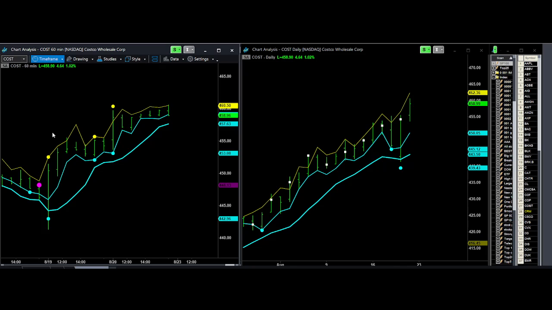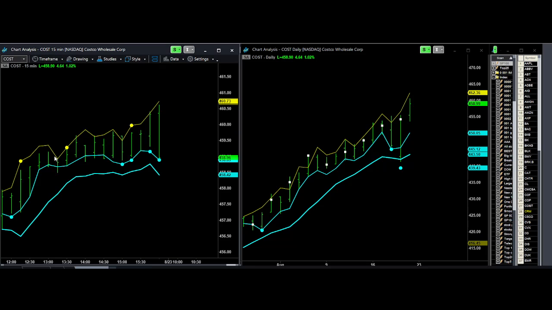I can even show you the 15 minutes chart. Even for the 15 minutes chart, these trend lines can also predict the minimum value and the maximum value of the stock price fluctuation during that 15 minutes time frame.